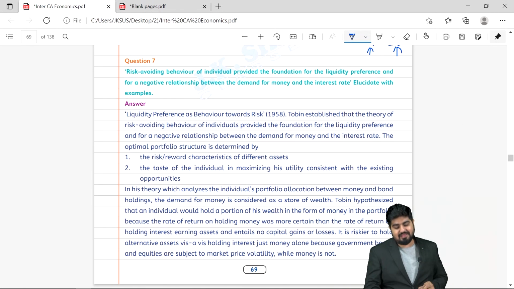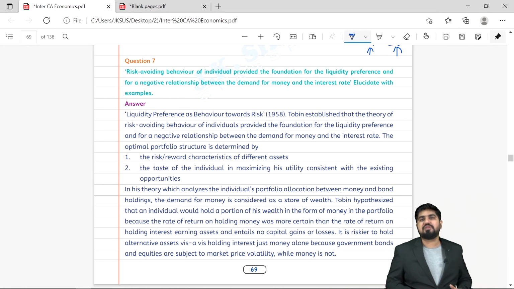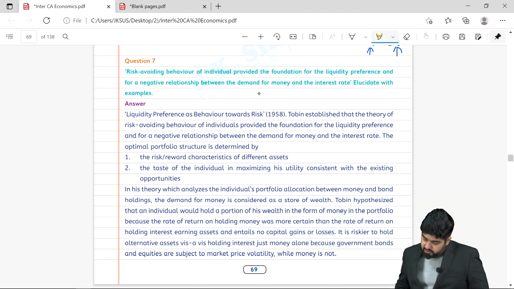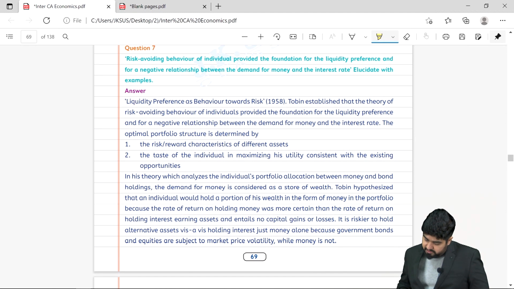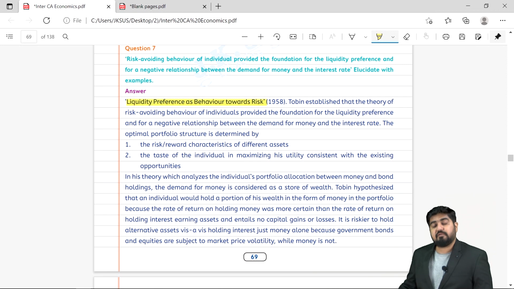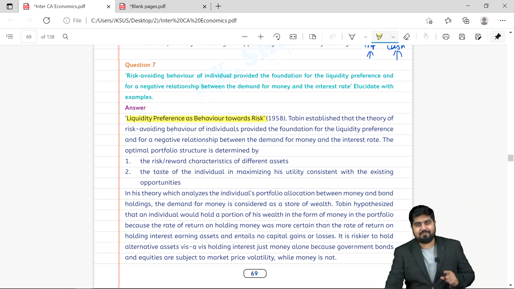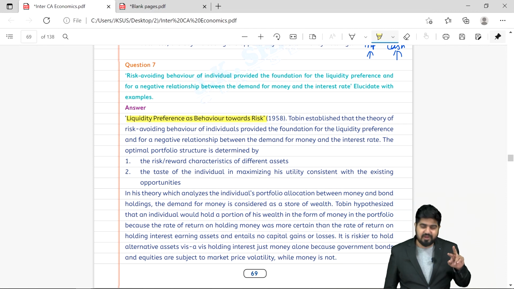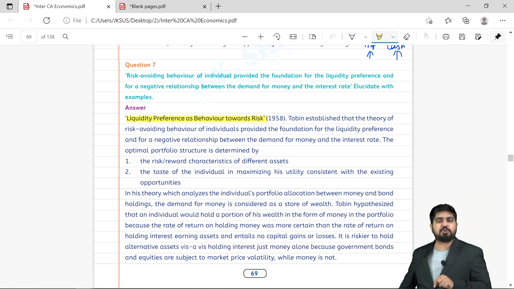Let's have a look at the last theory in unit number 1. That is the risk or liquidity preference as behavior towards risk theory, which was given by Professor Tobin. Sir, we have heard this name. Yes. This theory was given by Baumol and Tobin as well. Baumol and Tobin gave one duet performance. That was the fourth theory. And this is the solo performance of Tobin.